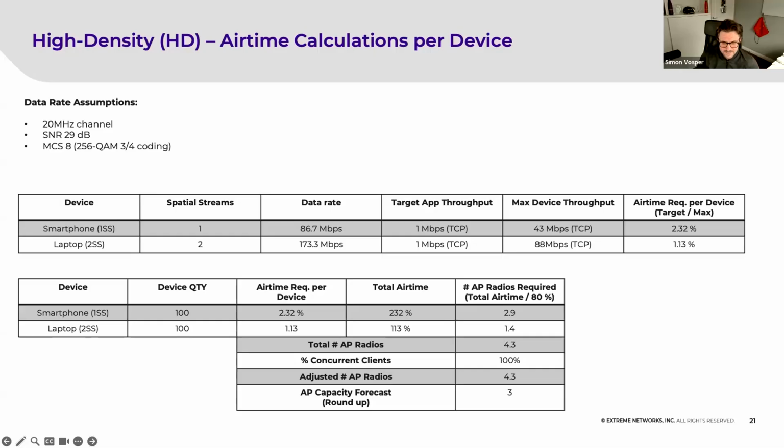So we can translate that into 3 dual radio access points, right? That gives us 6 radios. And we've said that we need 4.3.